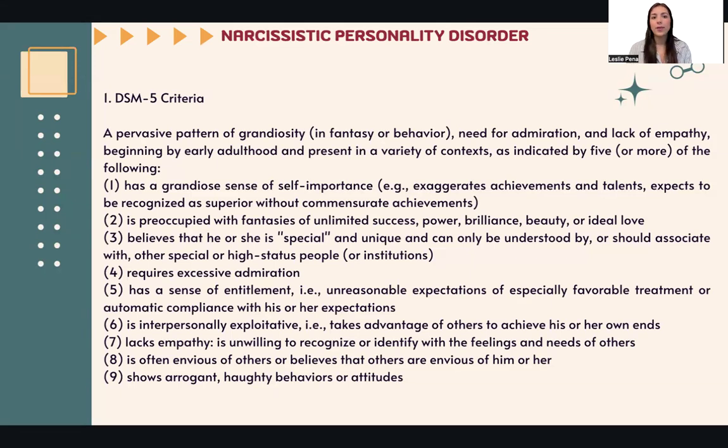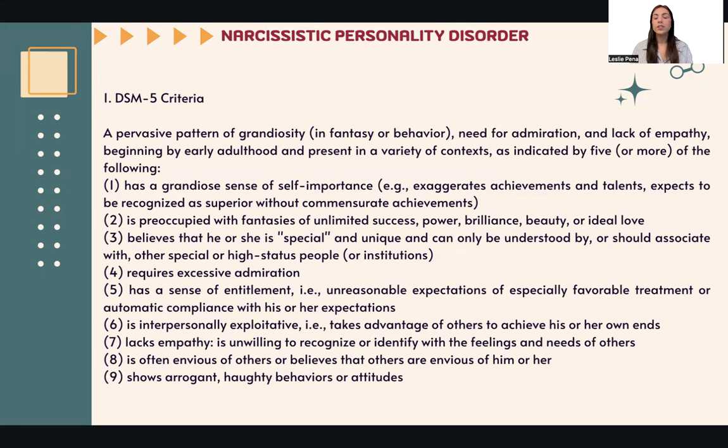And these all happen beginning in early childhood. So, like we said, self-importance, and then the fantasies for unlimited success, power, brilliance, beauty, or ideal love. They believe that he or she is special and unique and can only be understood by other people who have high status. They require excessive admiration. They have a sense of self-entitlement, unrealistic expectations of how they should be treated.